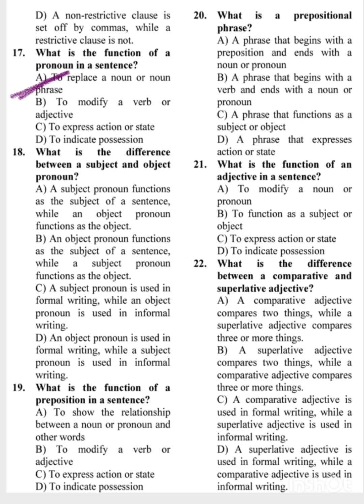Moving on to the 18th question. What is the difference between a subject and an object pronoun? Here, a subject pronoun functions as the subject of a sentence, whereas an object pronoun functions as the object of a sentence. Here option A is the correct answer.